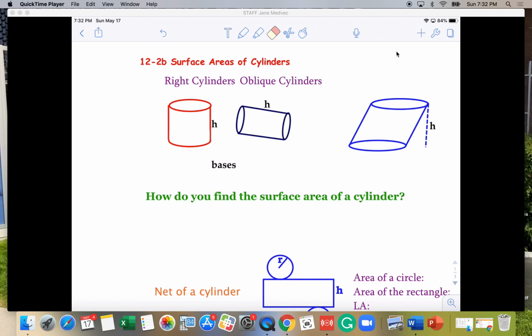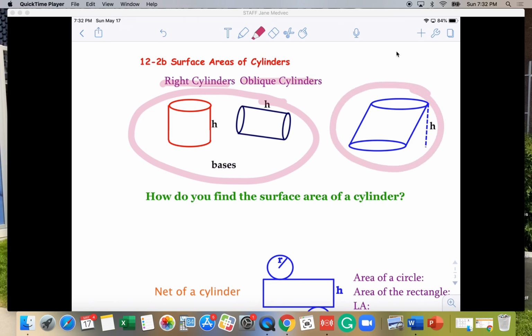Today what we're going to do is continue on with Chapter 12, Section 2, and we're going to be looking at areas of cylinders. Now you're going to notice that there are two cylinders that are highlighted here. First of all is right cylinders, which are these two, and again their height is straight up and down, they form a right angle. And then also the oblique cylinders.